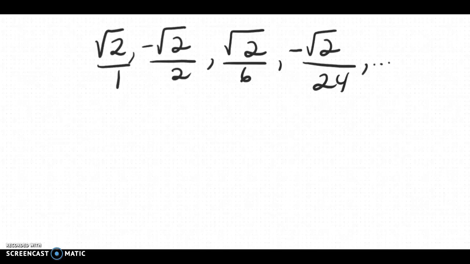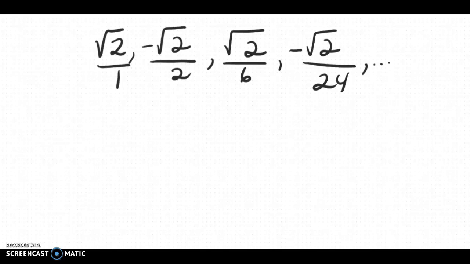I mean, if you take a look at the bottom of this sequence, to get to the next one here, I'm multiplying by 2. To get to this one, I'm multiplying by 3. To get to this one, I'm multiplying by 4. So it's not the same number that I'm multiplying by. So it doesn't fit an arithmetic. It doesn't fit a geometric.